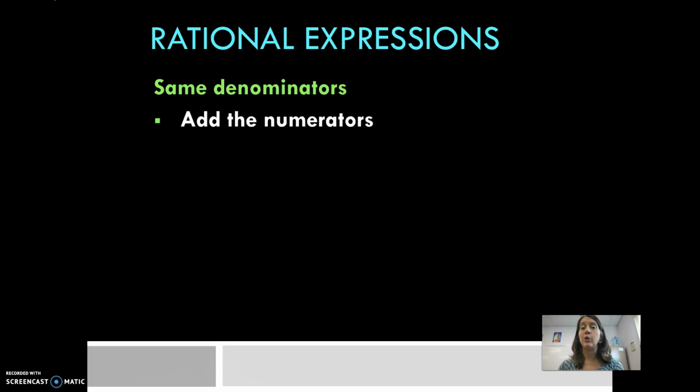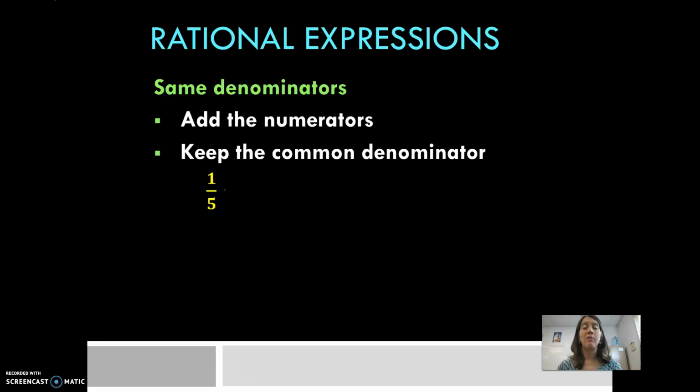Just to review, how do you do that? To add and subtract fractions, you only add or subtract the numerator. The denominator does not change. If you have a 5 in both denominators, you still have a 5 when you put your two fractions together. Just to review that with two regular fractions like we've talked about before, if I had 1 over 5 plus 2 over 5.